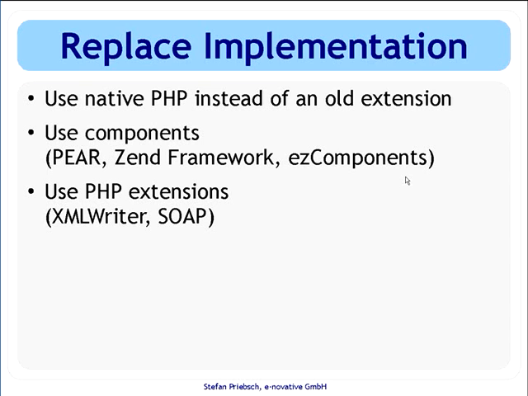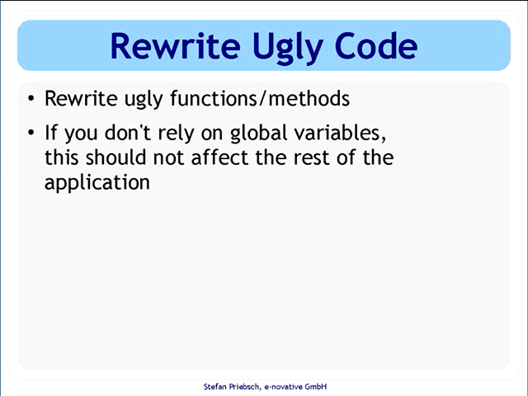So replace implementations, and this also means rewrite ugly code. If you have code in your application that is ugly, that is buggy, that is absolutely not understandable, then just rewrite it. Have a look at what it does, and then reprogram that from scratch. But do that to one function or method, and not to the whole application. And that's the key. That's the essence of it.